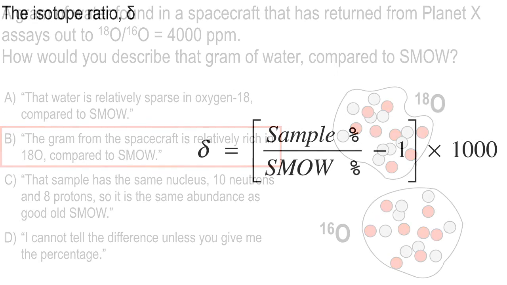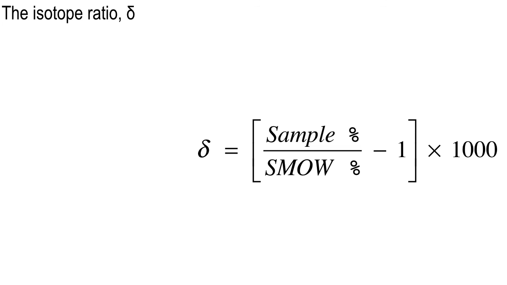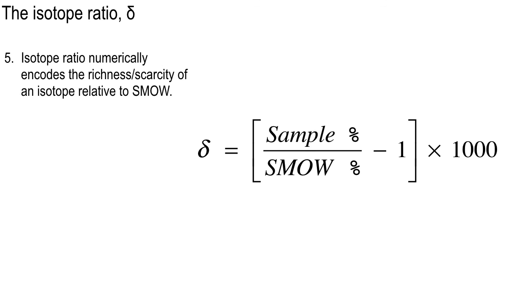Now, I want to talk about the oxygen or the isotope ratio. The way that you compare stuff numerically to SMOW is by figuring out this ratio called delta. And you can do it for any of the isotopes. We'll do it in a minute for oxygen 18, but you can do the other isotopes as well. And this delta calculation is a way to encode the richness or the scarcity of your sample. So if you have a moon rock that the Apollo astronauts brought back, you can analyze it in a calutron or centrifuge or something else and figure out what your percentage, your abundance in your moon rock is, and then compare it to the standard mean ocean water abundance.